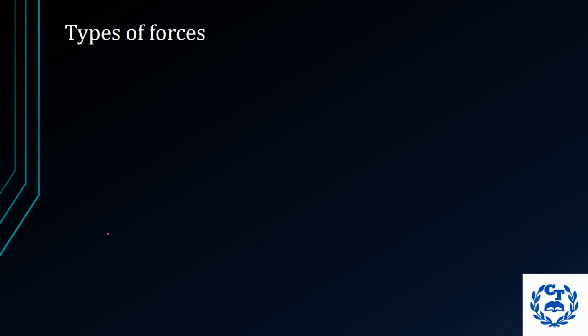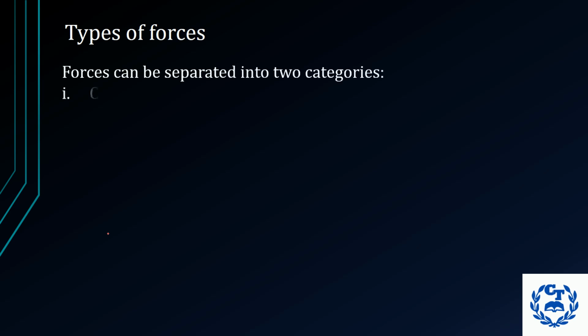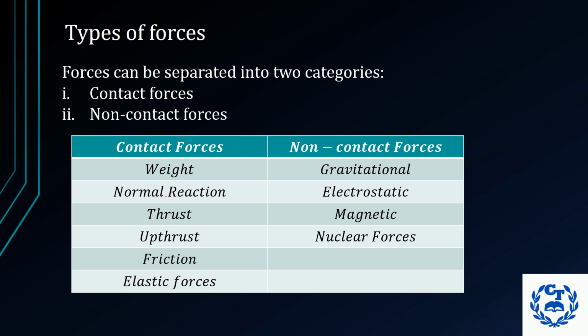So forces can be broken up into two categories, and these two categories are contact forces and non-contact forces. Some examples of each are listed in this table here, and these three here make up their own topics individually, so we will deal with them later on. The only ones that we will be dealing with right now are weight, normal reaction, thrust, upthrust, friction, elastic forces, and gravitational. Weight and gravitational will be working together.